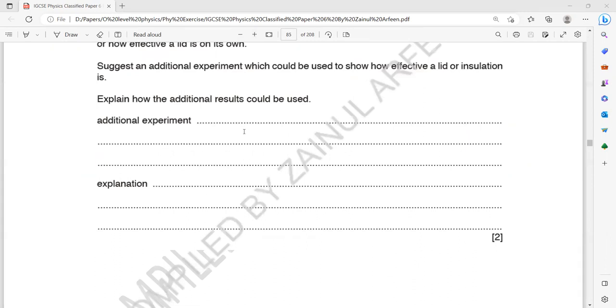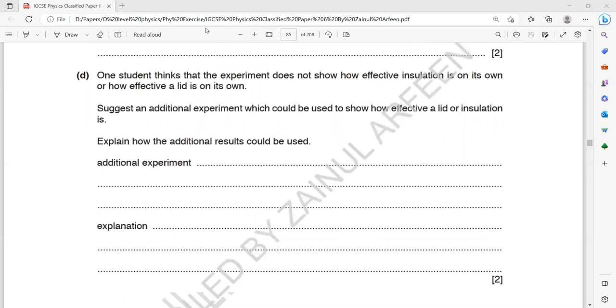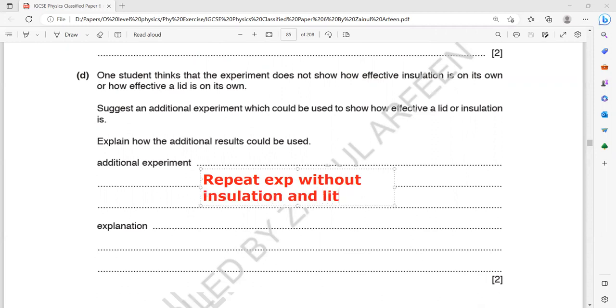So how could the additional result be used? Only one you can mention. We should repeat the experiment. Additional apparatus, just a beaker is needed. Additional experiment: we'll repeat the experiment without insulation and lid, and we will compare the temperature change.